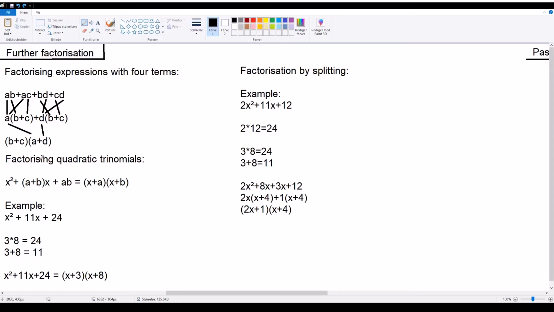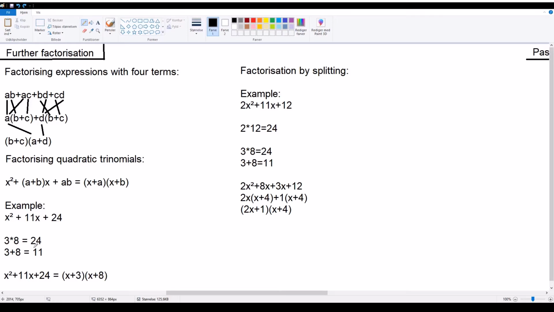Now for factorizing quadratic trinomials, it gets a bit more complicated, because here you're going to have a single number x in the middle, and you're going to have A times B multiplied by each other. So what you're trying to find is what number is the sum of A plus B, which also is the product of A times B, to find out what A and B are here. An example here would be x squared plus 11x plus 24.